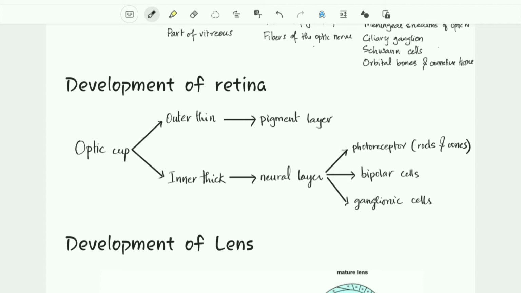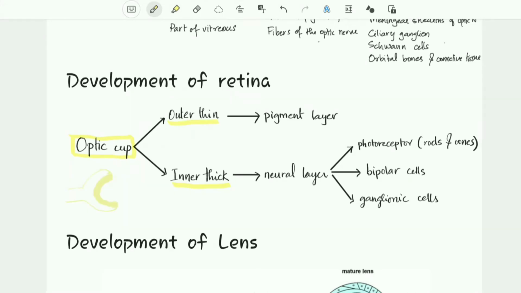The retina is derived from the optic cup, which obviously arises from the neural ectoderm. It has an outer thin and an inner thick layer. The outer thin layer is called the pigment layer. The inner thick layer is called the neural layer, which has photoreceptor cells, bipolar cells and ganglion cells. During retinal detachment, we have separation between the pigment layer and the neural layer. Now you can understand why this happens. These two layers during development are separated by the intraretinal space, which disappears later on.